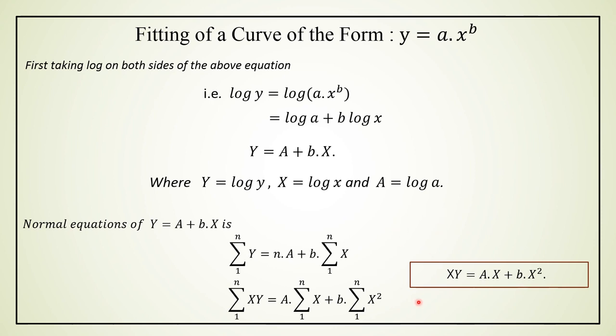By solving these two normal equations, you are going to get the values of a and b, which you can substitute in the given curve. So that gives the best curve for the given set of observations.